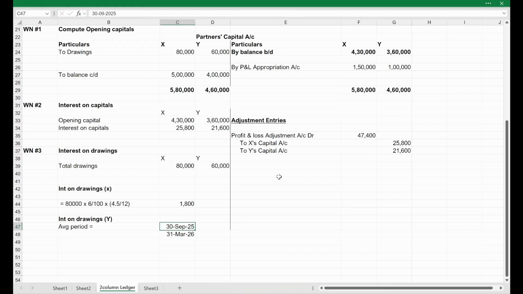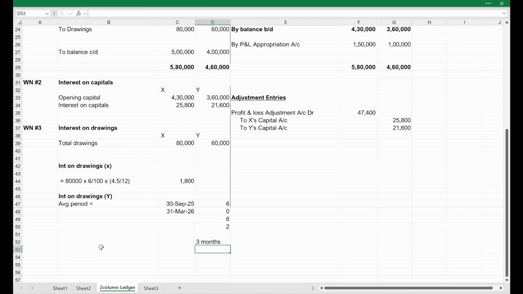That means Y would have made the first drawings on 30th September 25 and second drawings on 31st March 2026. Now, from 30th September till the year end, how many months are left? 6 months are left. From 31st March 2026 till 31st March 2026, how many months are left? 0 months are left, because it's drawn on the last day of the year. Therefore, the total is 6, and you divide it by 2, you get an average period of 3 months. So the average period computation is 3 months here.